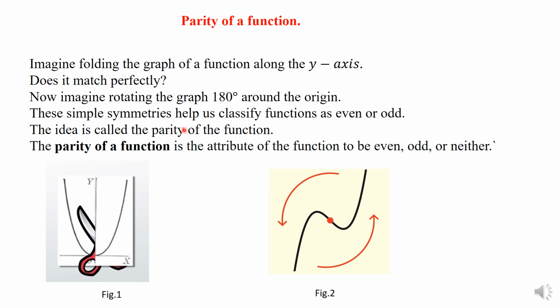These simple symmetries help us classify functions as even or odd. The idea is called the parity of the function. Then, what do we mean by the parity of a function? It is the attribute of the function to be even, odd, or neither. Some graphs are neither symmetric with respect to the y-axis nor symmetric with respect to the origin.